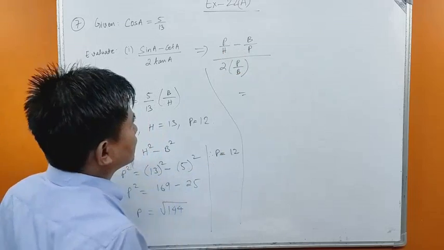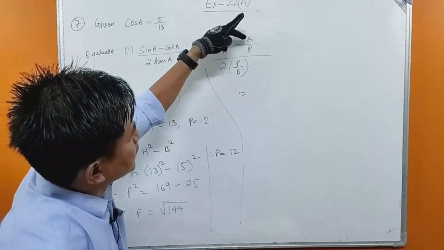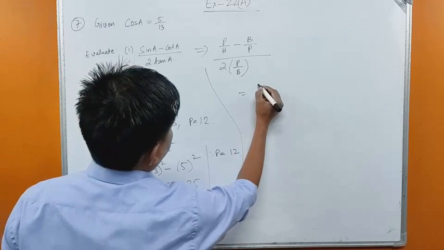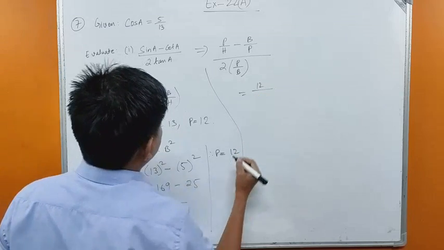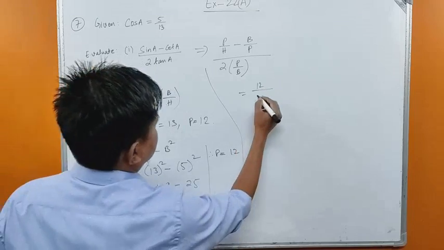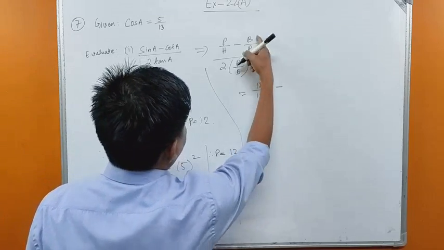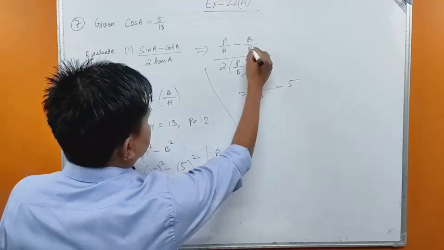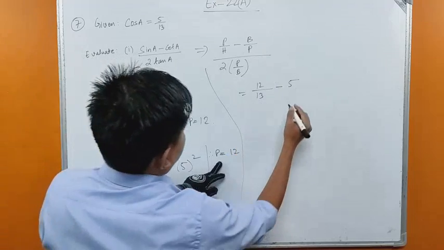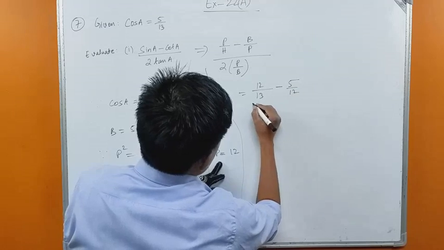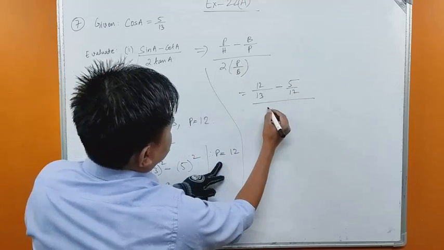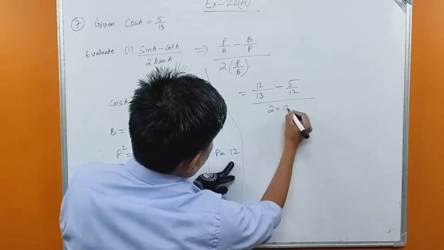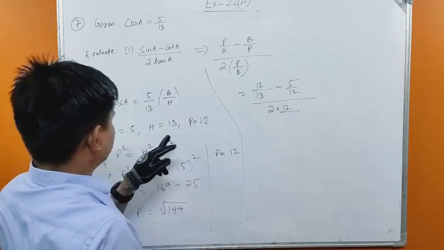So let us put the values of p, h and b. What is p? P is 12. So we have p is 12 upon h is 13, minus b is 5, and what is p? P is 12, isn't it? Now in the denominator, 2 into p, so 2 into 12, upon b is 5.